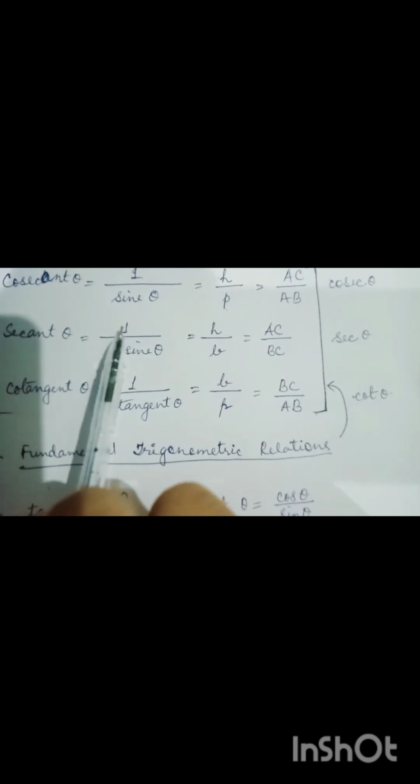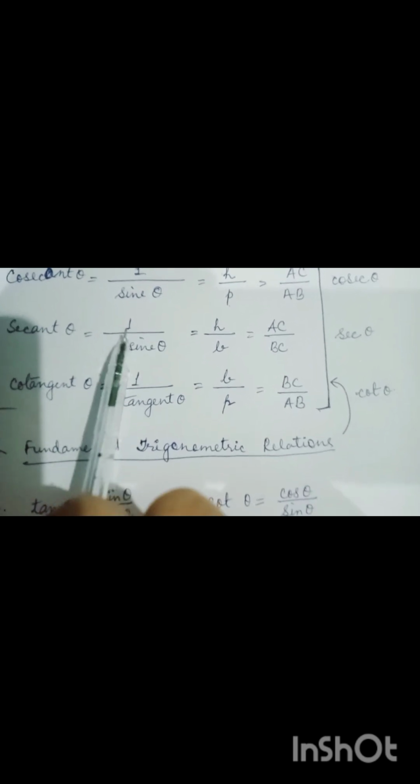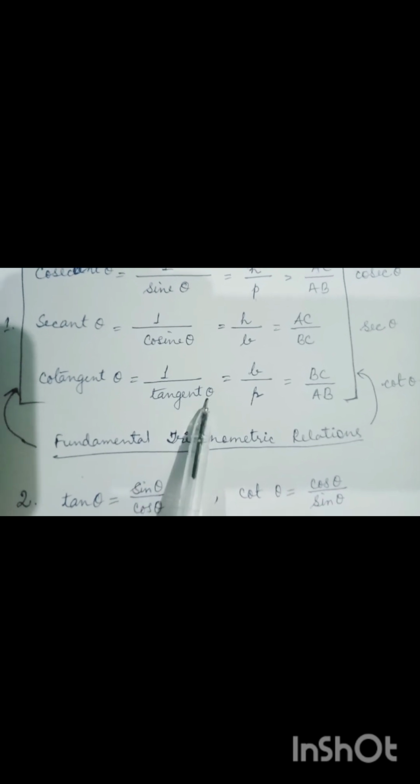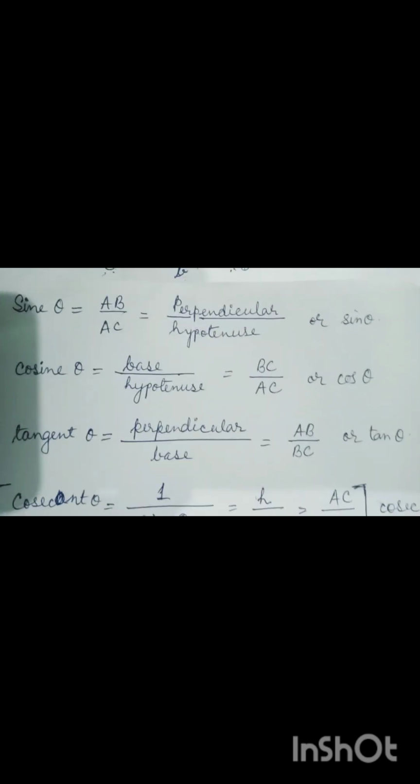Second one is secant theta. It is the reciprocal of cosine theta, 1 by cos theta. So 1 by cosine theta is equal to hypotenuse by base. It is AC by BC. And last one is cotangent theta. Cotangent theta is the reciprocal of tangent of angle theta. So 1 by tangent theta is equal to base by perpendicular, so BC by AB. So these three ratios are reciprocals of the earlier three ratios.